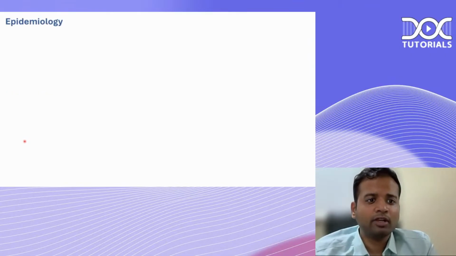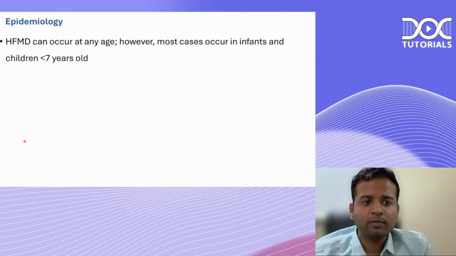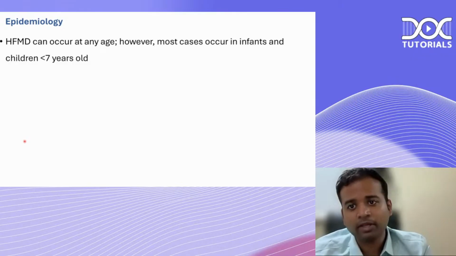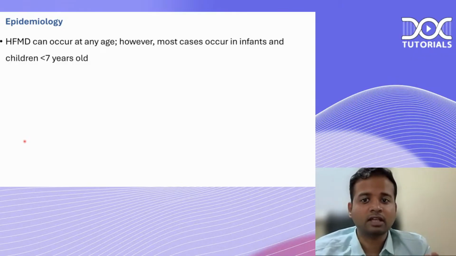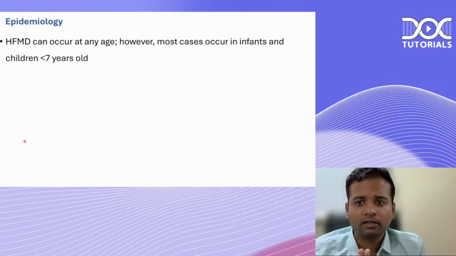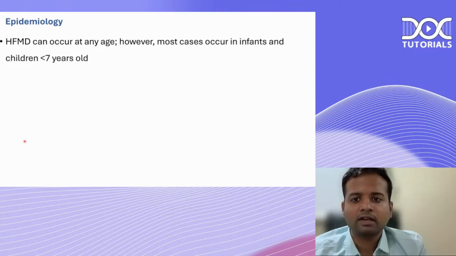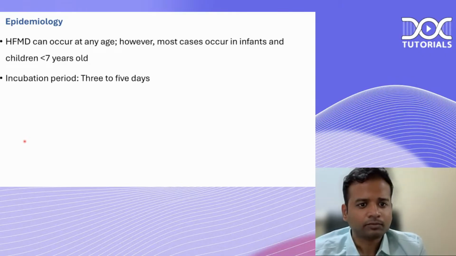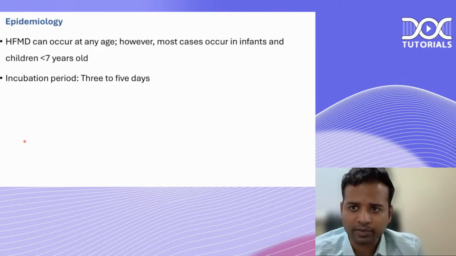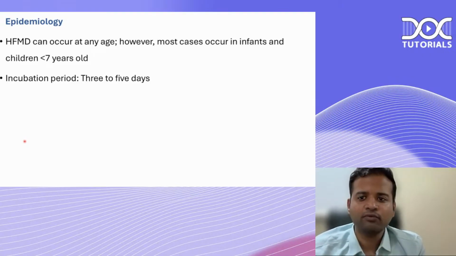Next, coming to epidemiology. HFMD can occur at any age. However, most cases occur in infants and children less than 7 years old, but it is also described in children more than 7 years, adolescents, and adults. But the most common age group is infants and children less than 7 years of age. And we have to know the incubation period. The incubation period is 3 to 5 days.